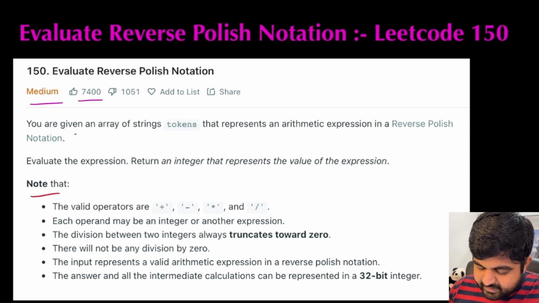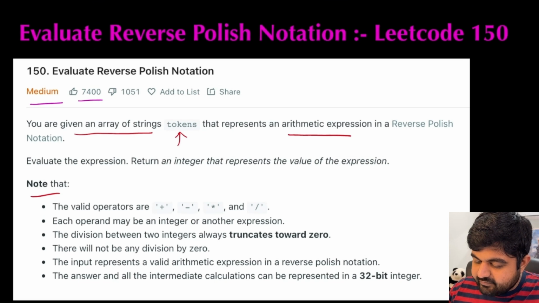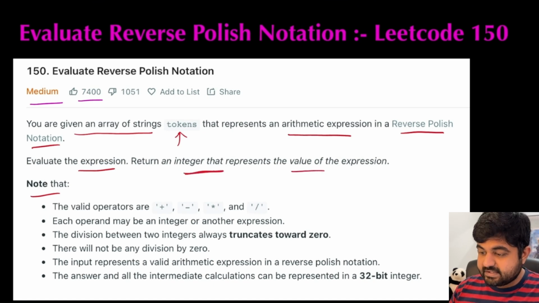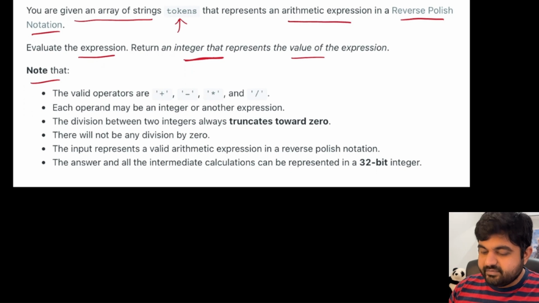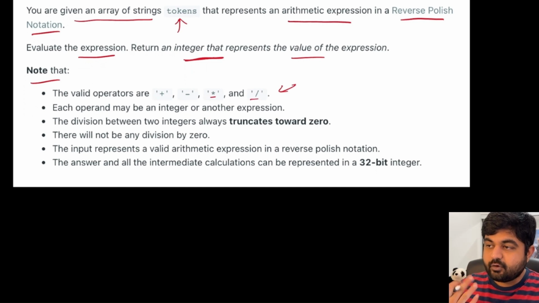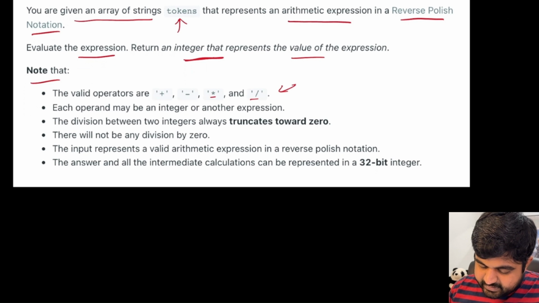So we are given an array of strings called tokens. Now these strings represent an arithmetic expression in the reverse Polish notation. Now we need to evaluate the expression and we need to return the integer that represents the value of the expression. Now let's try to see some of the conditions that we are given. Number one, the valid operations are plus, minus, multiply and division. So these are the four operations that we can expect in our incoming string.